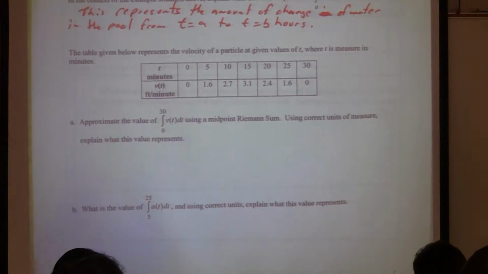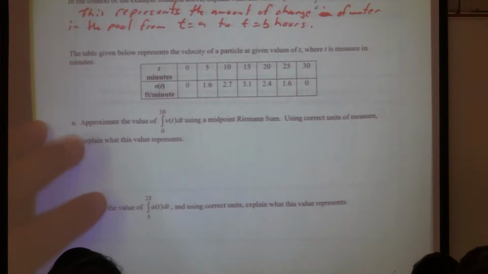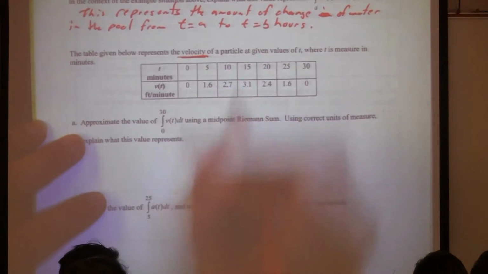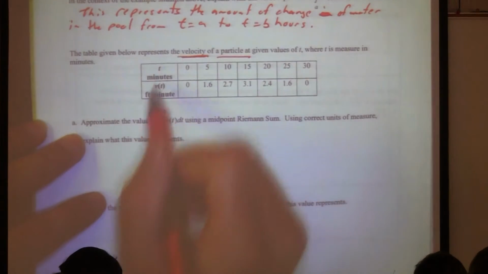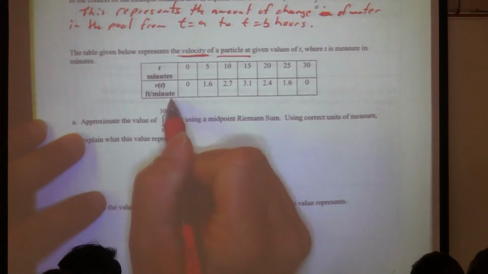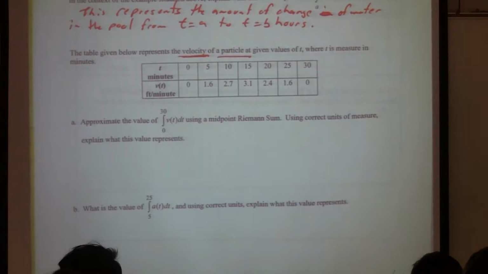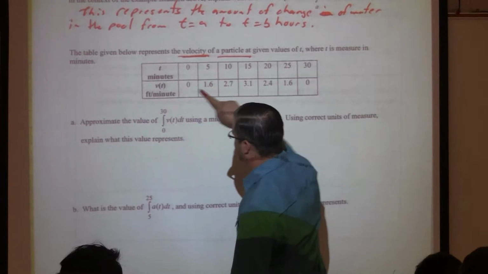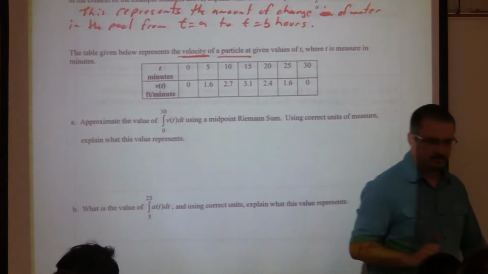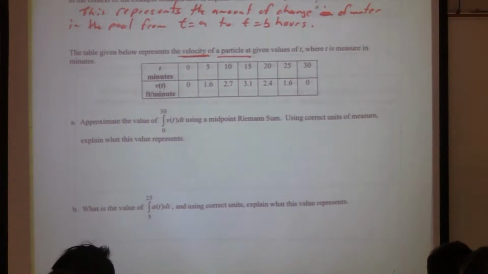Okay? So this table represents the velocity of a particle. T is in minutes, and the velocity is in feet per minute. So something to take note of. What else could we tell by looking at the table and looking at these velocity values? They're always what?